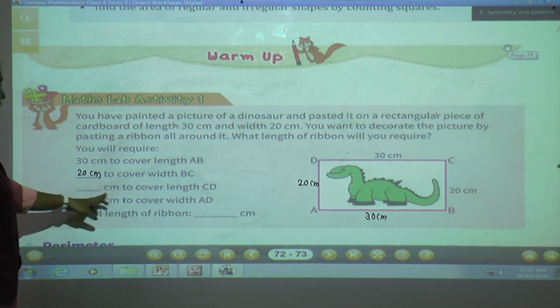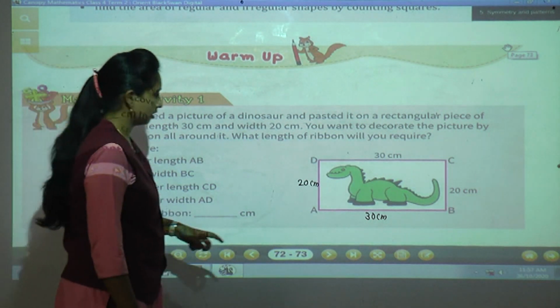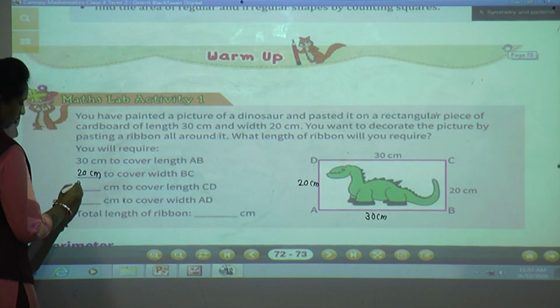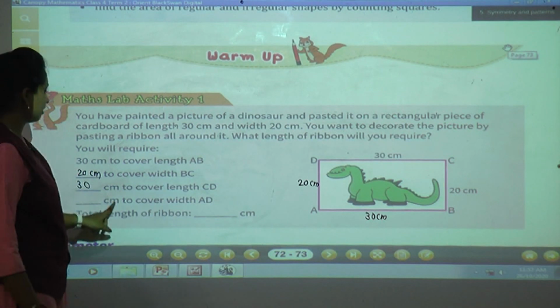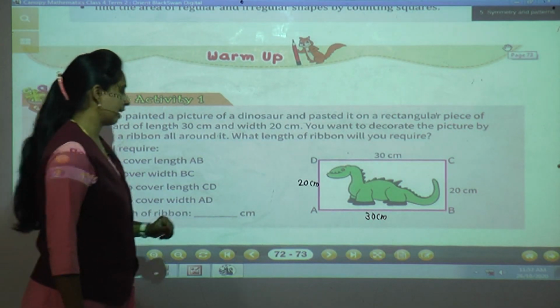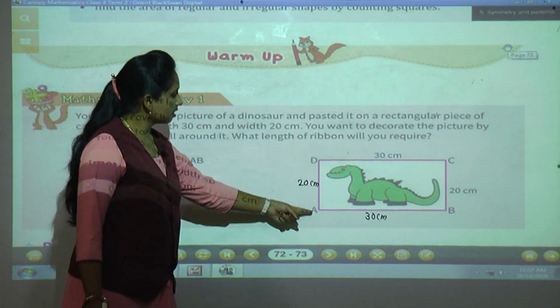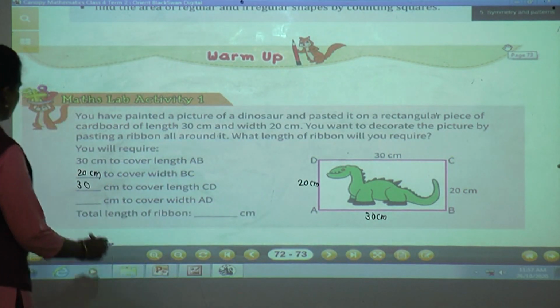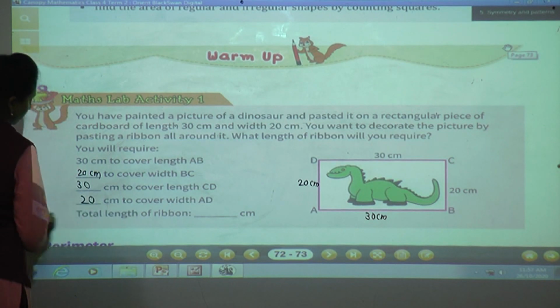Now dash centimeter to cover the length CD. Now see the CD, how much is it? 30. So write here 30. Dash centimeter to cover the width AD. See the width, how much is it? 20. So write here 20.